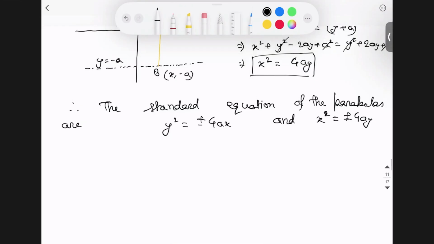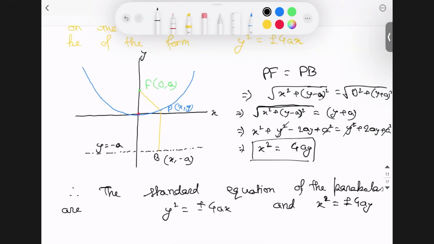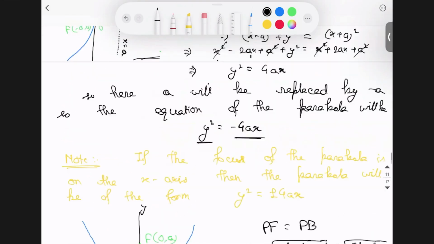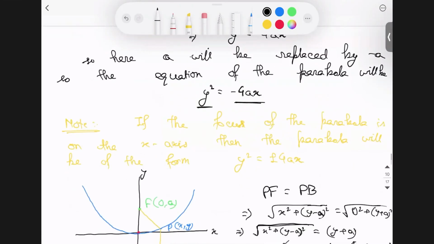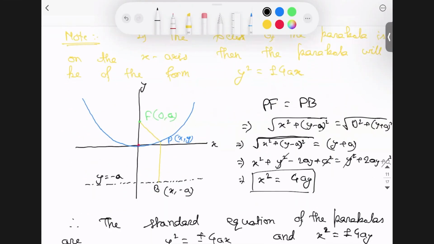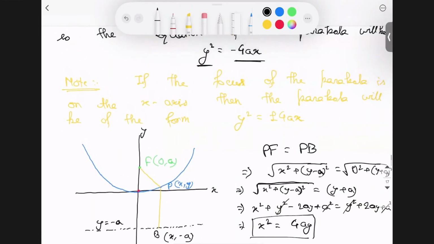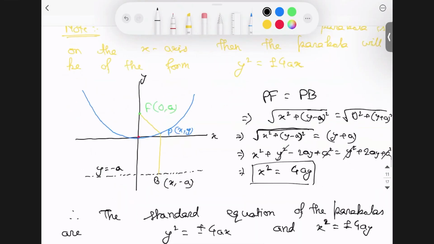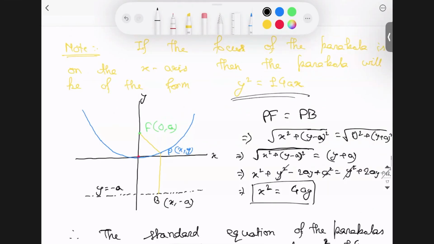And clearly, you can see how to denote this. When x square equals plus 4ay, the form will be like this, and the minus sign will change the direction. And from here, we can say the parabola is symmetric with respect to the axis of the parabola. If the equation has the y square term, then the axis of symmetry is along the x-axis, and if the equation has the term x square, then the axis of symmetry is along the y-axis. We can conclude this fact from these equations.